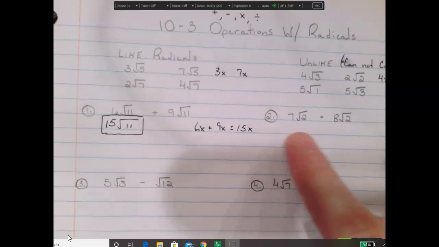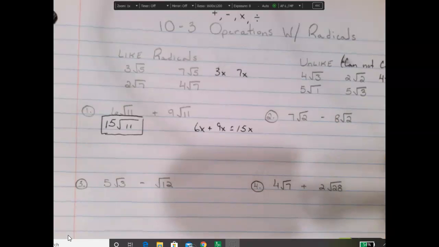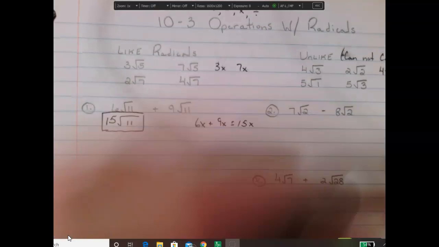Let's look at number 2. This time I've got 7 radical 2 minus 8 radical 2. Again, radicals are the same. Both are radical 2. I'm just subtracting here, so I'm going to subtract what's out front. So 7 minus 8. That's going to give me -1.